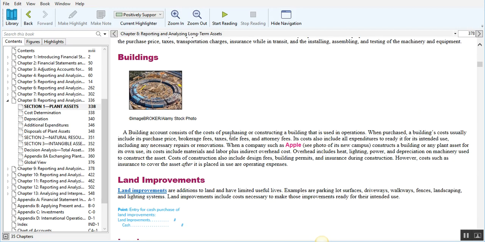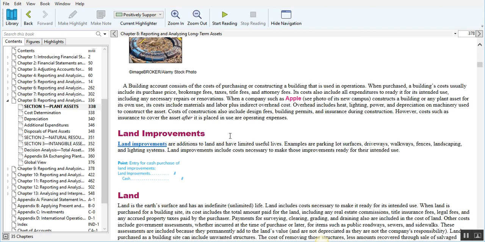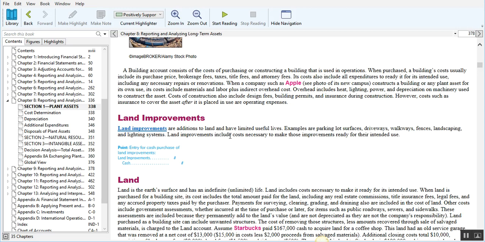If we buy a building, it is going to be a structure on the land. And if we're going to go buy a building, we're going to include costs like realtor fees, taxes, title fees, attorney's fees, any expenses to get that building ready for its intended use. And again, we'll come back to that in a minute, but those are the costs that we're going to include in the building account.